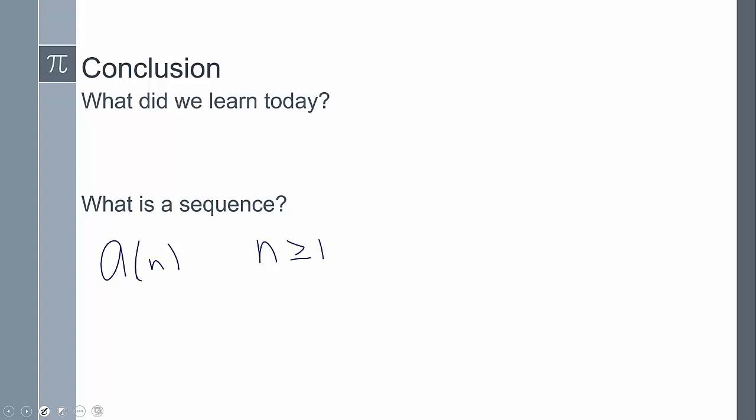So remember, a sequence generally establishes a pattern. We can create a pattern, and we can find a pattern from it. Just know that eventually we're going to be looking at patterns and how we can get information from those patterns.